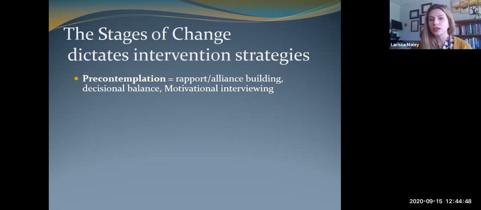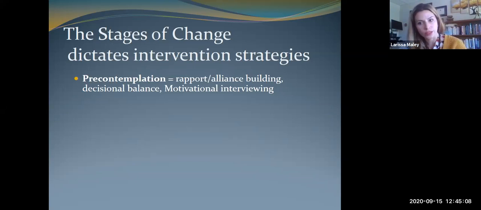So all you're focusing on in pre-contemplation is developing that relationship and that alliance and starting to introduce points of ambivalence. So using techniques like a pros and cons list, balance, where you're having a thorough discussion with them about, okay, tell me what you're getting out of your use. What is it doing for you?